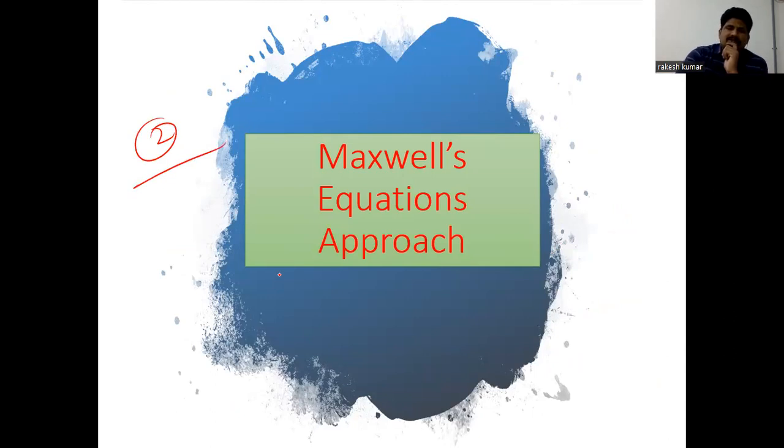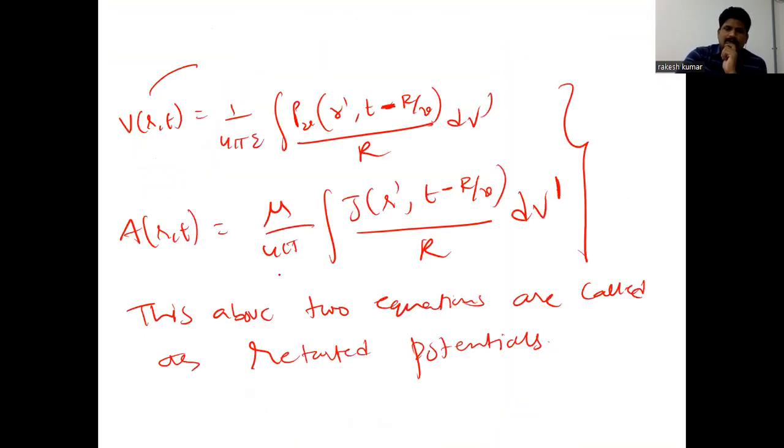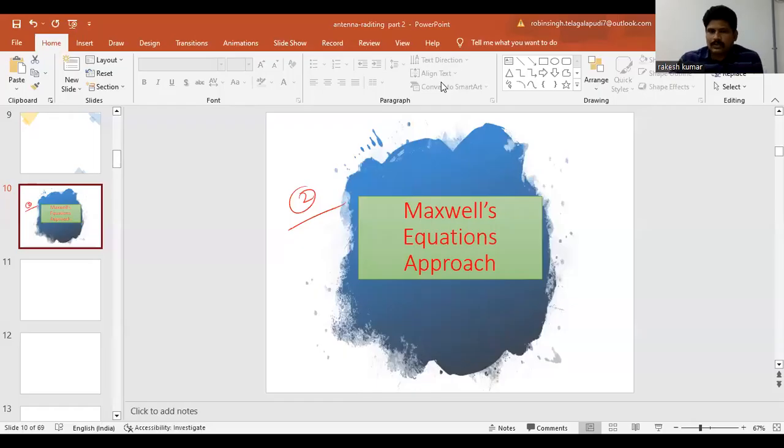So we'll go for the Maxwell's equation approach. In order to get the retarded potential, first of all, we should have knowledge regarding Maxwell's equations. We have four Maxwell's equations.